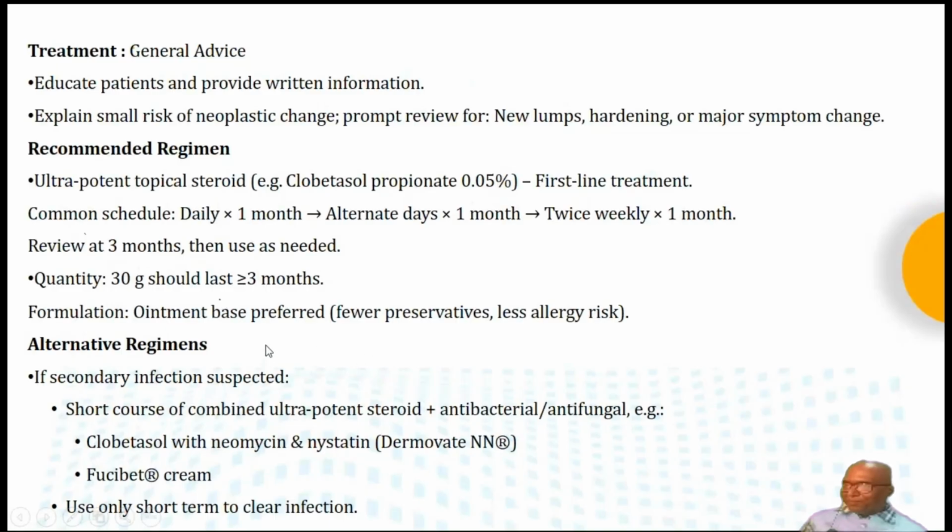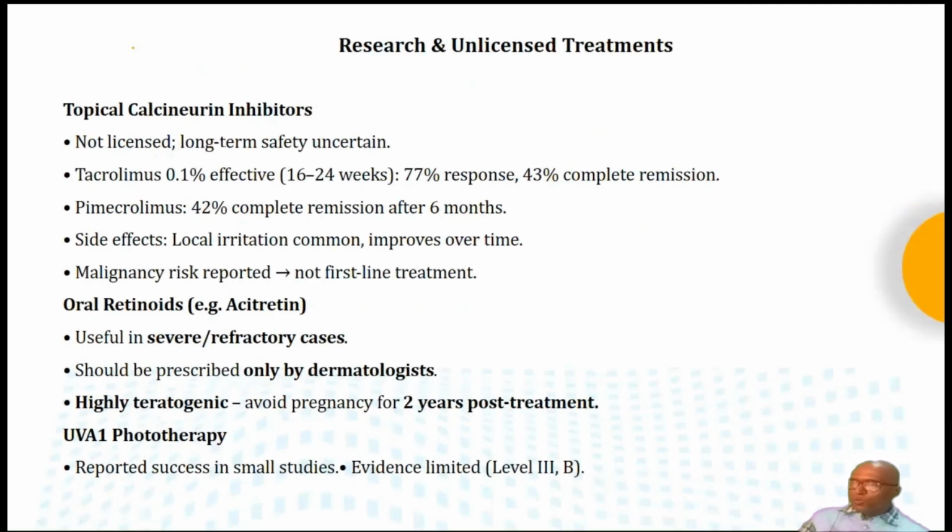Okay, formulation: ointment based is preferred over the cream. Then what are the alternative regimens? If secondary infection is suspected, a short course of ultrapotent steroid plus antibacterial and antifungal can be combined. So clobetasol with neomycin and nystatin can be used. Fucibet cream can be used, and this is used short term to clear the infection. So if you have infection, you have to add another antibiotic also. The other treatments are research and unlicensed treatments, so they are not first line treatment. First line treatment is an ultra potent topical steroid.